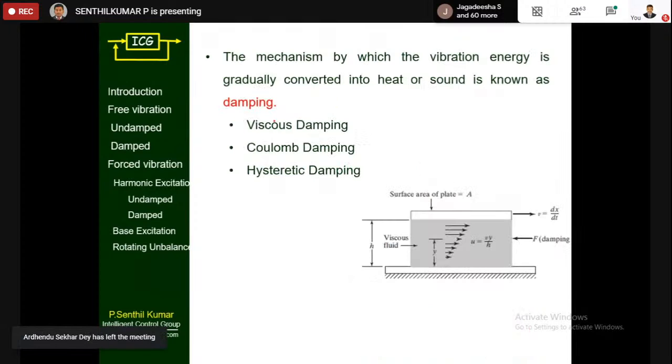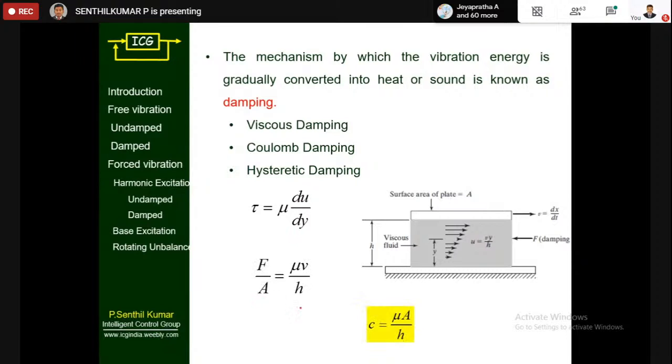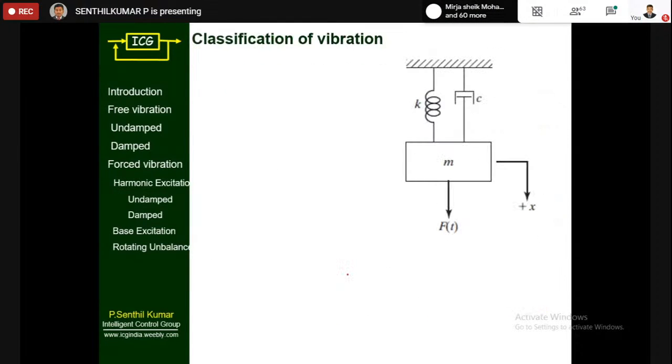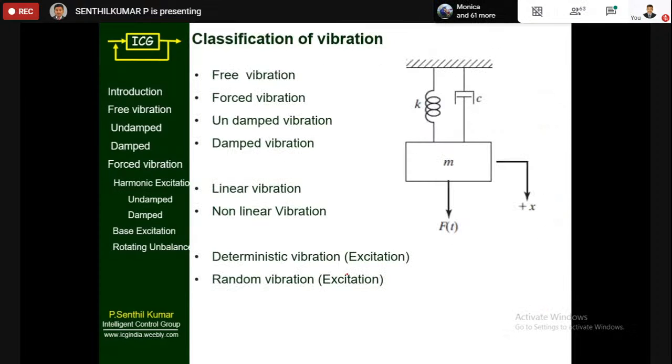Then damping: viscous, Coulomb, hysteresis damping. This is a formula. How do you find C, the damping coefficient? mu A by h. This is a standard formula. Then what are the types of damping? Viscous, Coulomb, hysteresis. Probably you won't get any questions. Then these are the different types of vibration: free, forced, undamped, damped, linear, non-linear, deterministic, random. In that, which one is very, very important? Damped vibration. That we will see in the next slide.